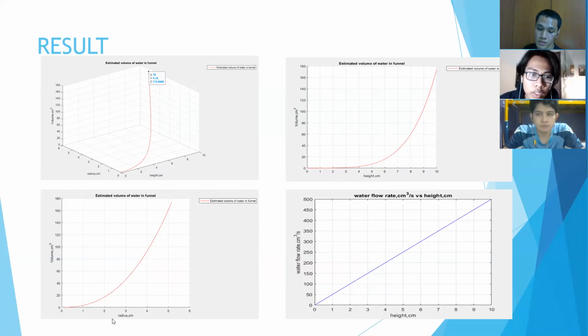And here we can see that as the radius increases to 5.15, the volume will also increase to 173.49. So this is the 2D graph, which is the water flow rate. We can also see that when the height is increased, the water flow rate will also increase, and at the maximum height of 10, the water flow rate will become 500 cm power of 3. So I will pass to Lokman for the discussion.